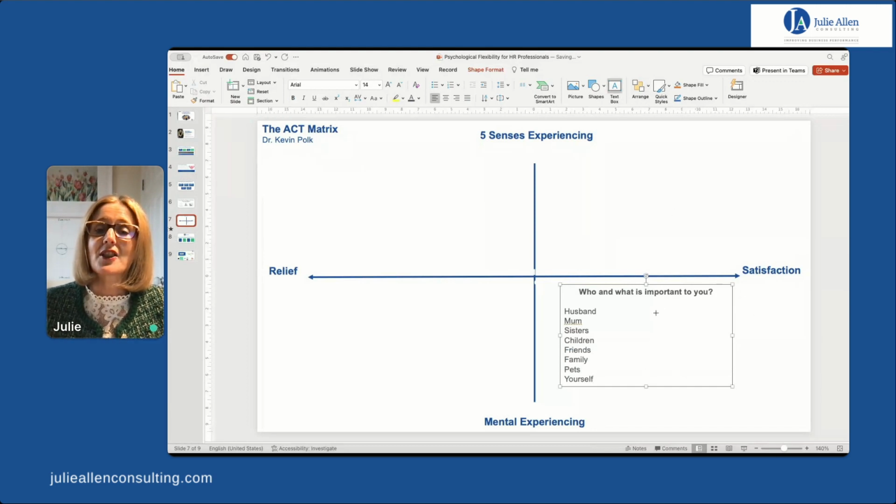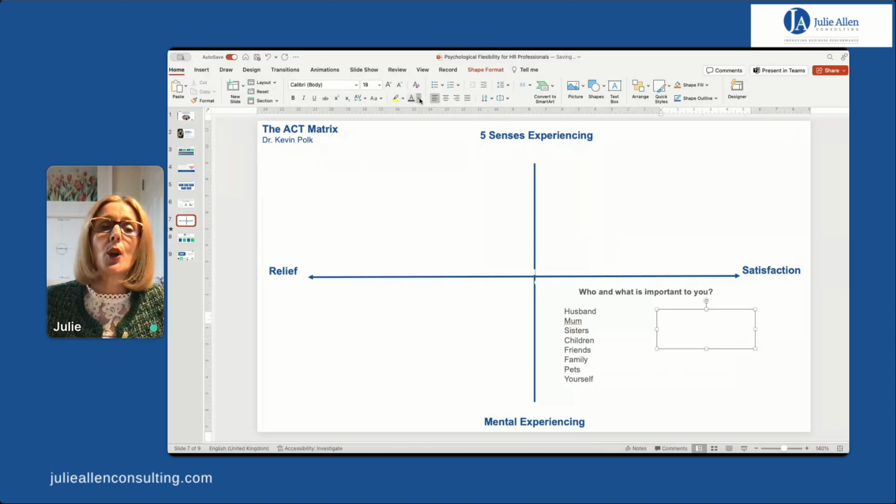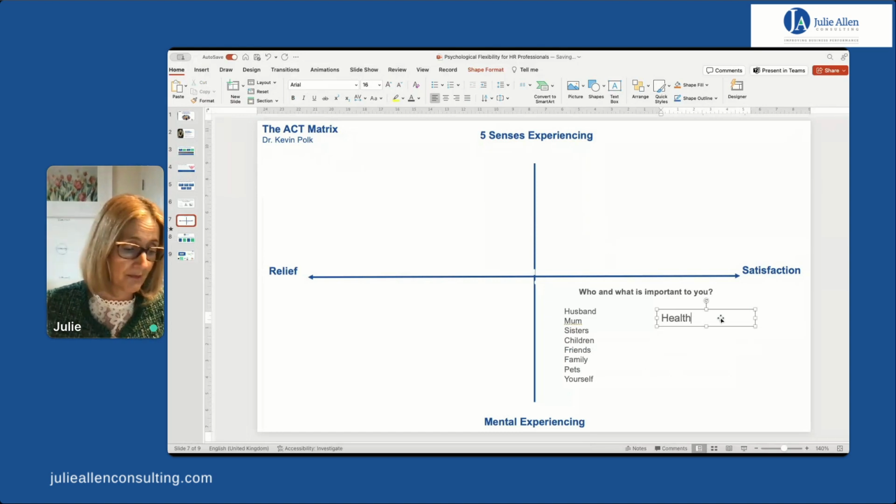Now, the other question that I want to ask here is, what is important to you when you consider who is important in your life? So what brings you satisfaction in your approach to those people? So some things that you might find important in your life. So for me, I would say, well, when I'm thinking about myself, my health will be important. Also, I think in terms of those people that are important to me, kindness, compassion.